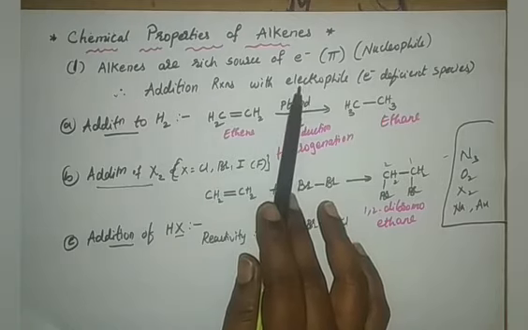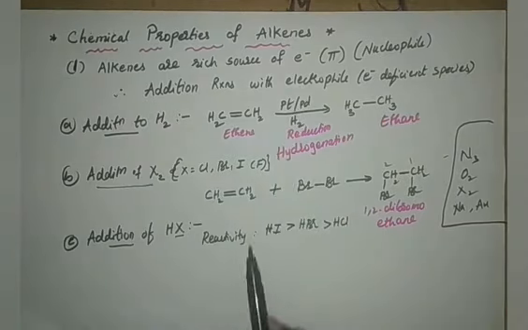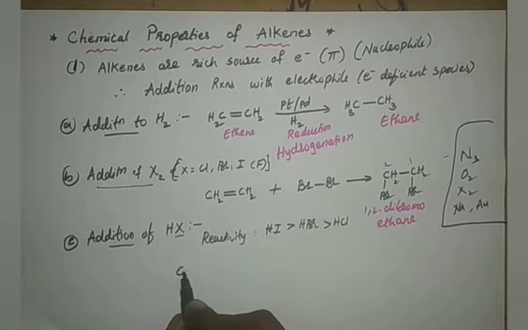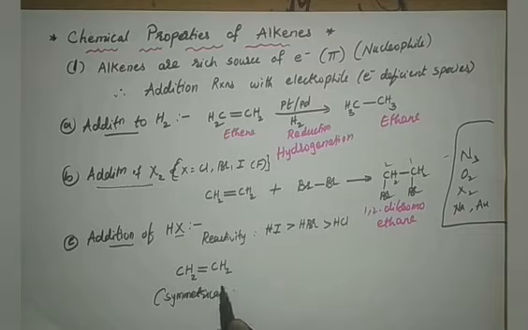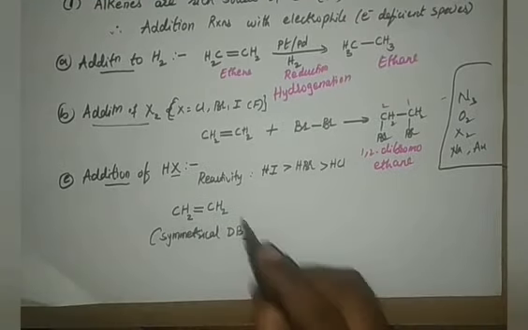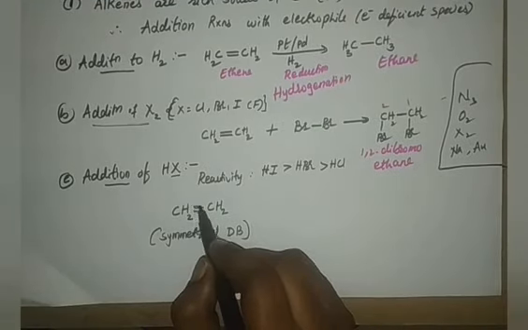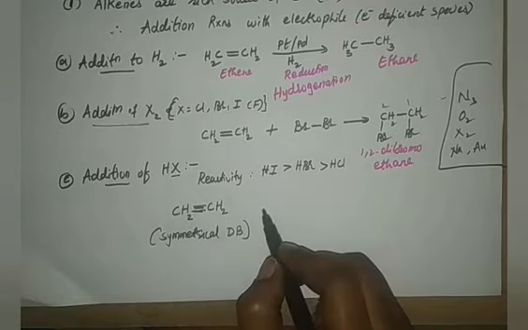And here, if a symmetrical alkene is there, symmetrical means having two similar groups on both sides of the double bond. So this olefinic carbon has two hydrogens. This olefinic carbon also has two hydrogens. I call it a symmetrical double bond. So if a symmetrical double bond is there, in this, no problem.